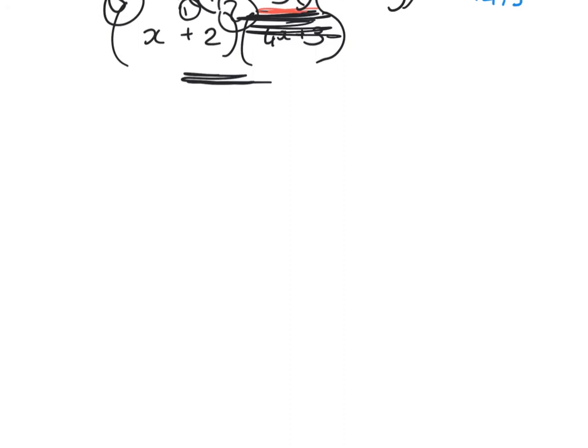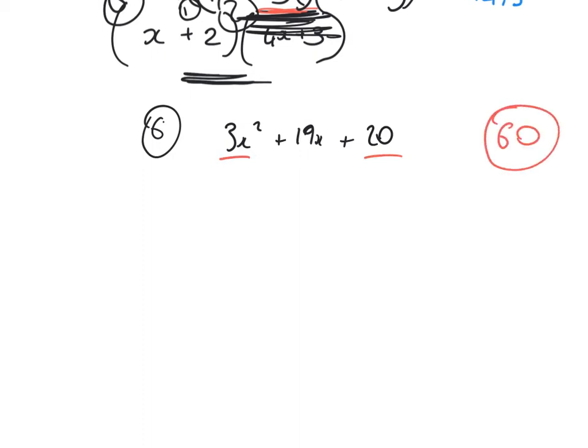Let's take down example 6. Example 6, we've got 3x squared plus 19x plus 20. So 3 times 20 is 60. Two numbers that multiply to give 60 and add together to give 19. Have a think about that.